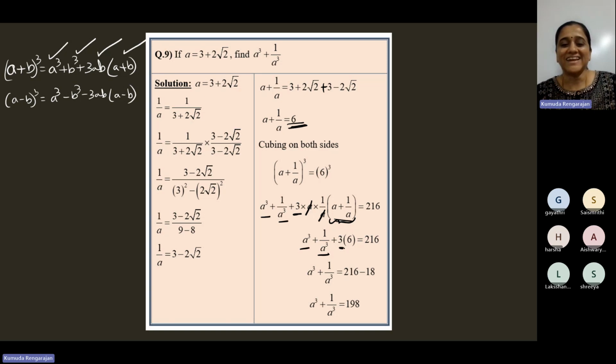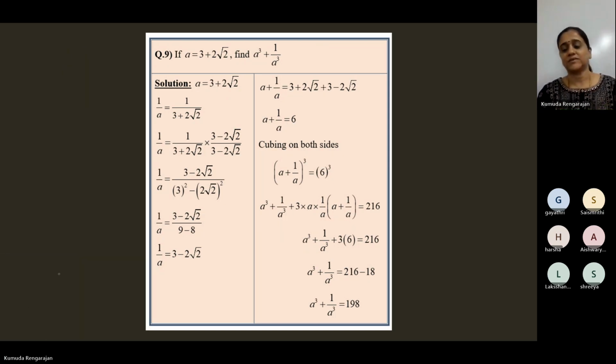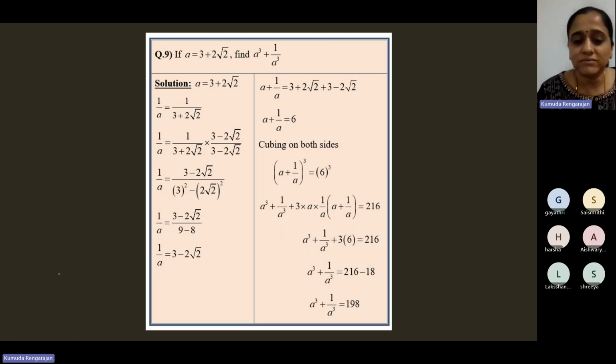Now 3 into 6 is 18, so 216 minus 18 is 198. So the value of a cube plus 1 by a cube is 198. All right. Online children, any clarifications, please ask me.